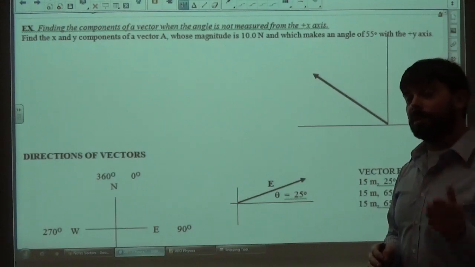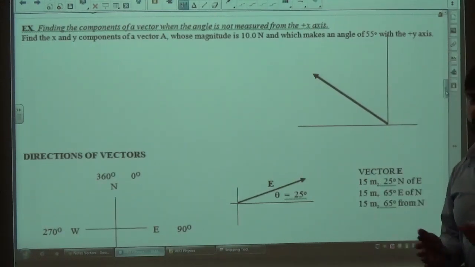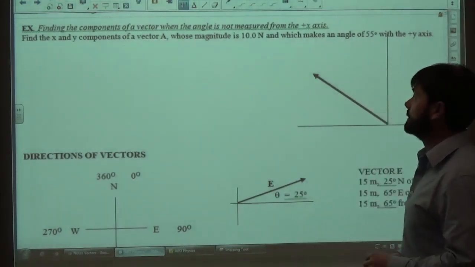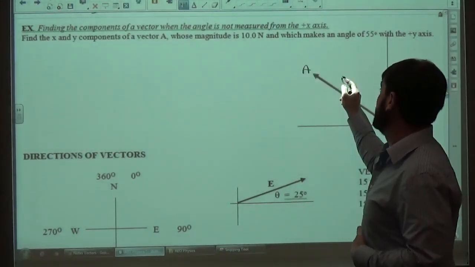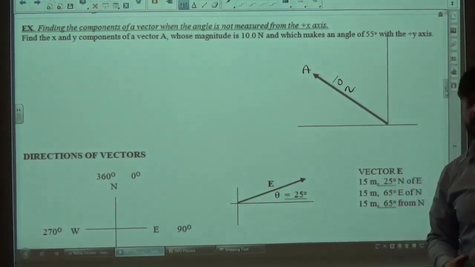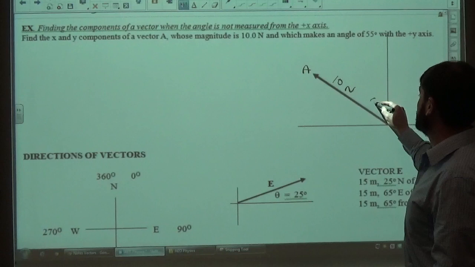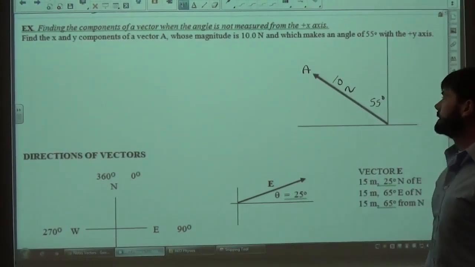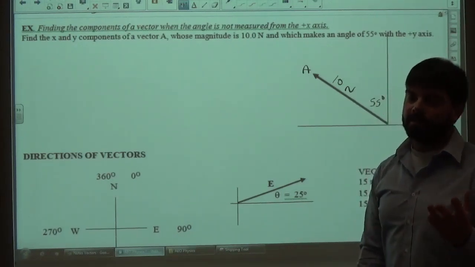And then when you go to draw the horizontal and vertical legs or find the resultants, how do they apply? So in this example, they just say that there is some vector A, and it has a magnitude of 10 newtons, so they're dealing with a force going off in this direction, and they say it makes an angle of 55 degrees with the y-axis, which is the vertical axis. So in this situation, we have a couple of choices.